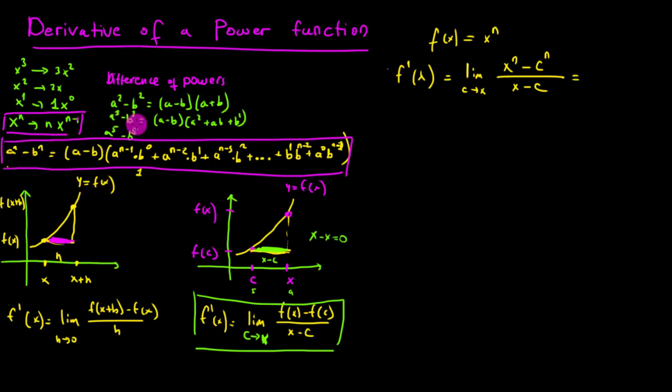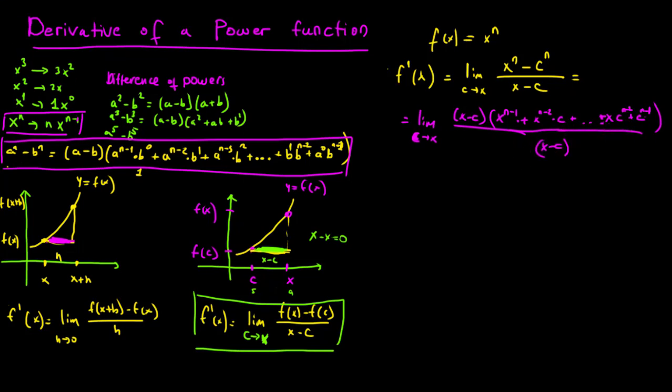Using this formula, it will be equal to the limit as c approaches x of (x minus c) times the factorization: x to the power of n minus 1, c to the power of 0, which is 1 so you may not write it, plus x to the n minus 2 times c, and it will go on, and the last one should be c to the n minus 1. Then divide by x minus c.